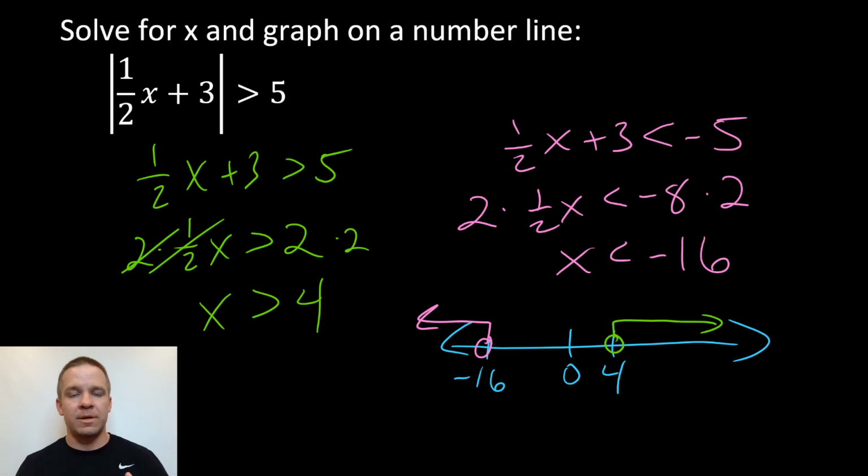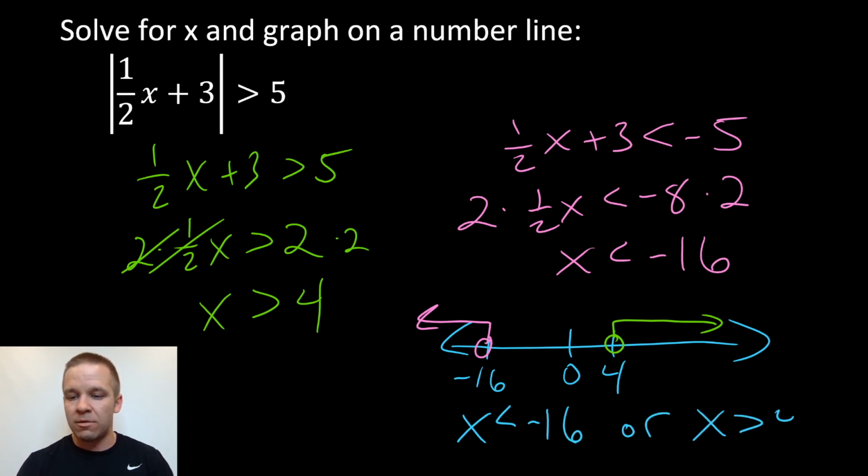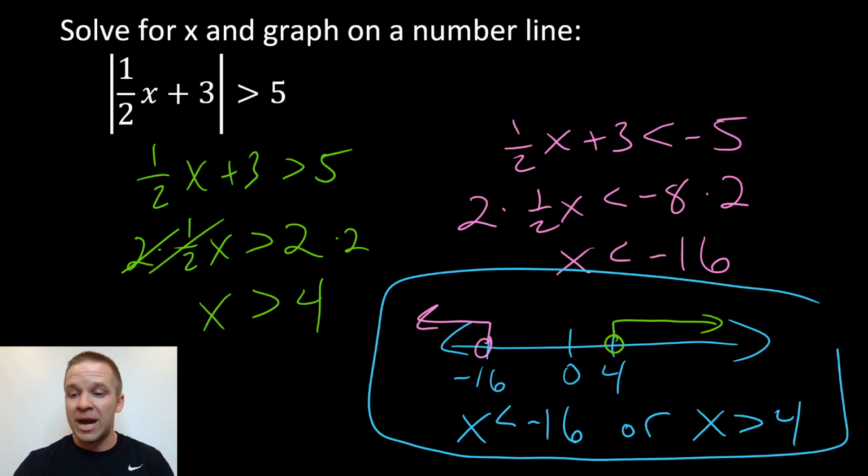For my final statement, they're pointing away from each other, okay? So this needs to be written as an or statement, right? I can't write it as an and statement because when it's an and, they're shading between. When it's an or statement, they're pointing away. So I'm going to have as my final answer here, x is less than negative 16 or x is greater than 4. This is the full thing. If you're asked to do the graph, there you go. If you're just asked for the solution without the graph, it's just the inequality part: x is less than negative 16 or x is greater than 4.